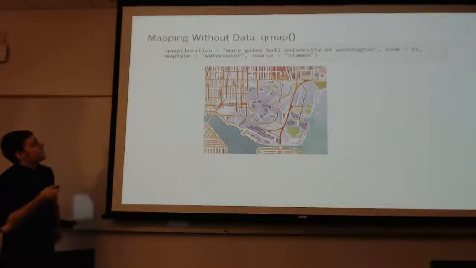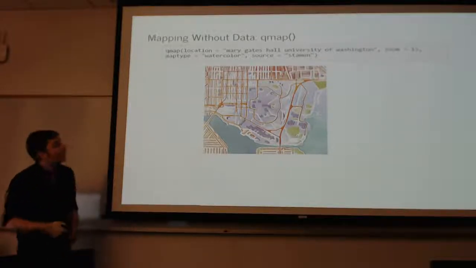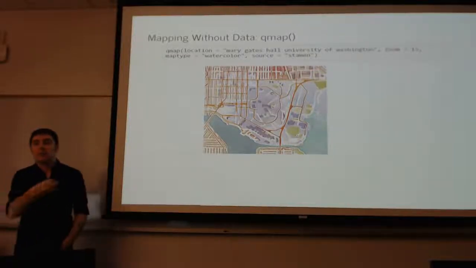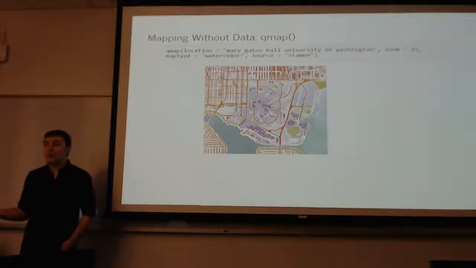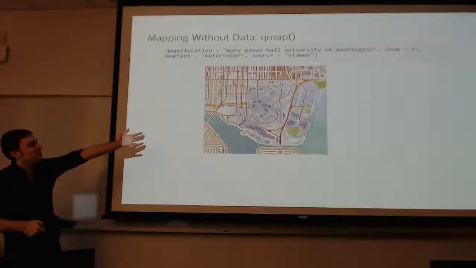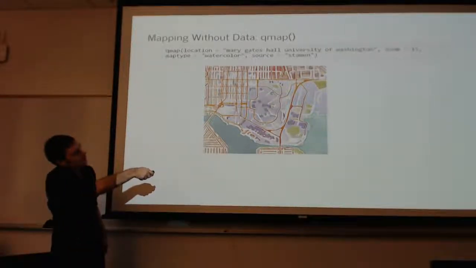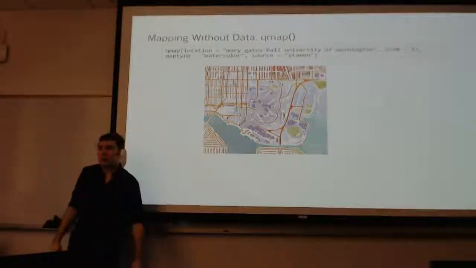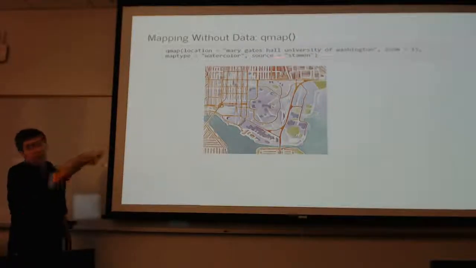I said maptype watercolor, which is a type of Stamen map that's artistic. It looks kind of like watercolors. And I specify here source Stamen, because that type of map has to come from Stamen. So I haven't given it any data, but I've just queried a raster map grabbed from Stamen. And this is University of Washington, with roads done as orange, buildings done as a darker blue, open space as a light blue. Printed a nice little watercolor map of the University of Washington, given what is basically just a search query.